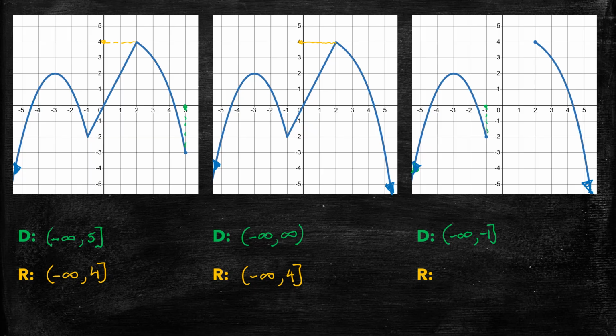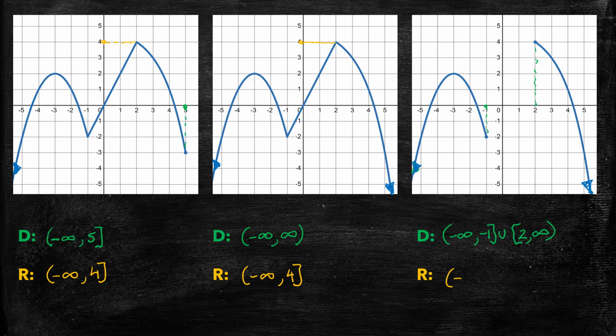x can't be anything between -1 and 2, right? There's no point on the graph that has an x coordinate of 1. So we resume at 2 and then go to infinity, and we use a union symbol to indicate that those intervals are connected. Now, what about the range?